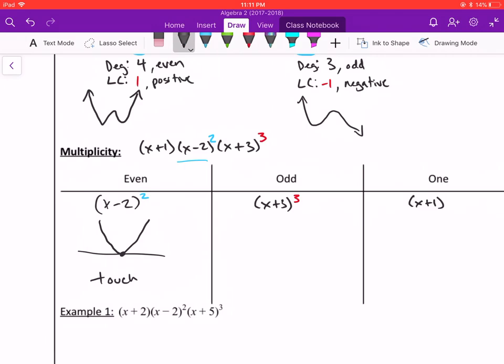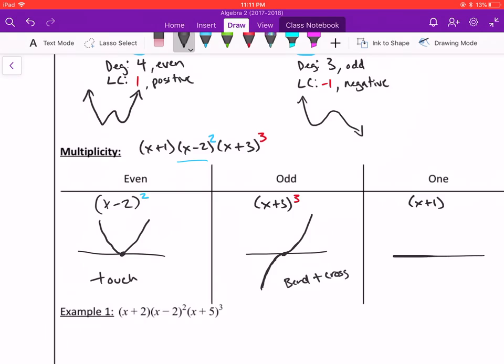If it's odd, and you could probably guess, when it goes to that 0, let me draw this a little cleaner. It's going to bend. It's going to touch it and then go back the other way. It's going to bend but cross. So it's decreasing here and then increasing. So it's going to bend and cross. So even, touch; bend and cross for odd.